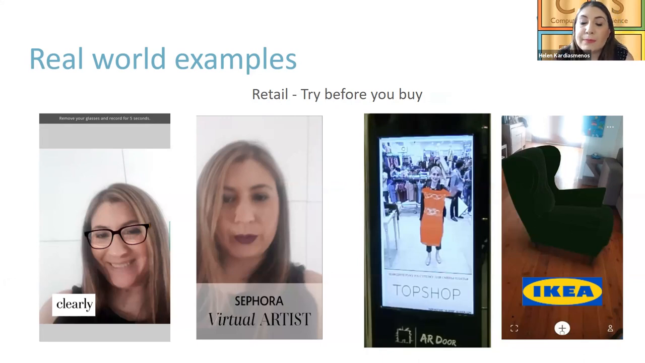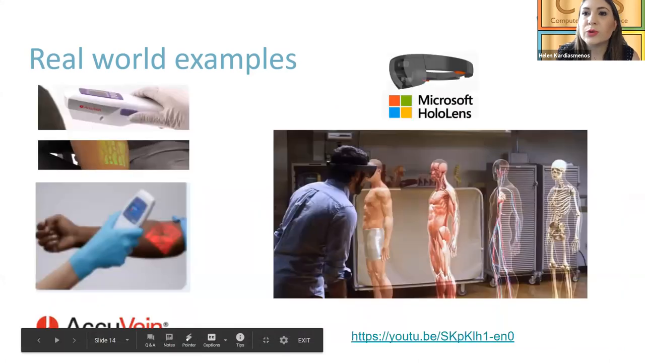So basically that allowed customers to stand in front of the camera, in front of the door, and try on the latest range of clothing without physically having to try them on. So just another interesting way that augmented reality is being used in the real world.